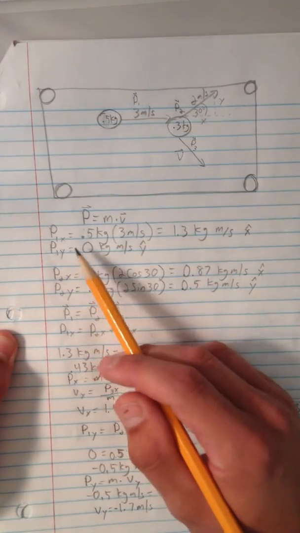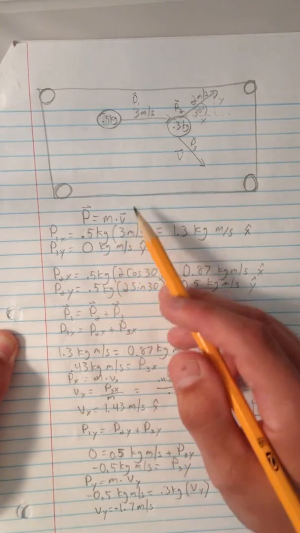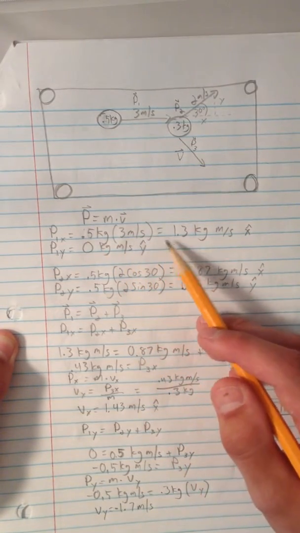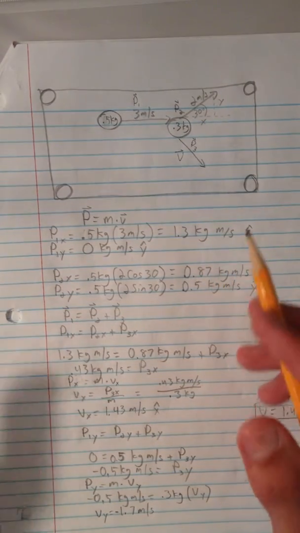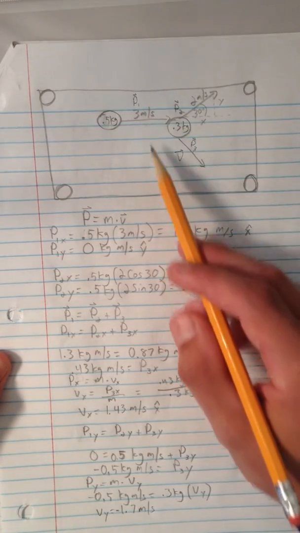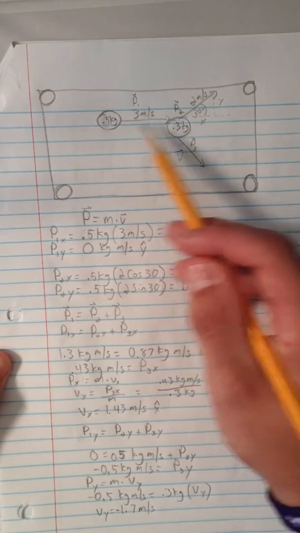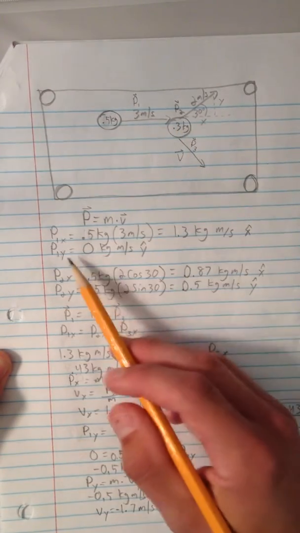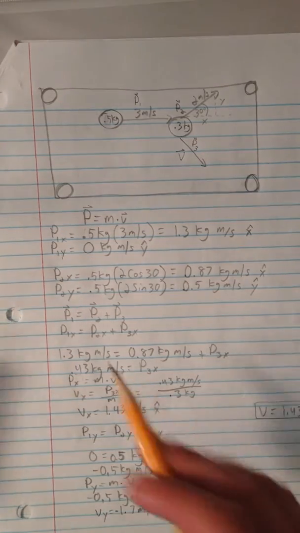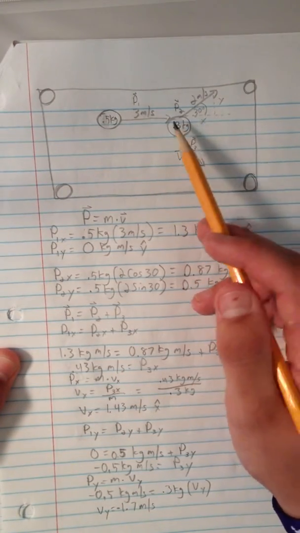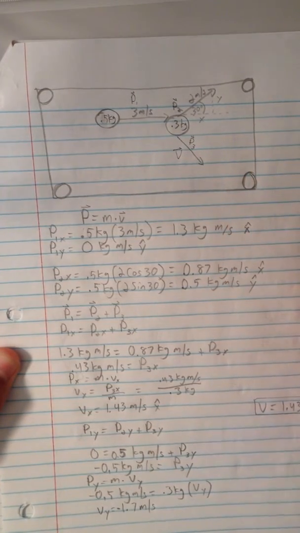We know that P1x equals the mass, which is 0.5 kilograms, times the velocity, which is 3 meters per second, and we get 1.5 kilogram meters per second x hat. There's no y component to this ball. We know that it's not moving in the y direction, so P1y is going to equal 0. Now let's look at P2. P2 is going this direction, so it has an x and a y component, so let's break it down into those components.